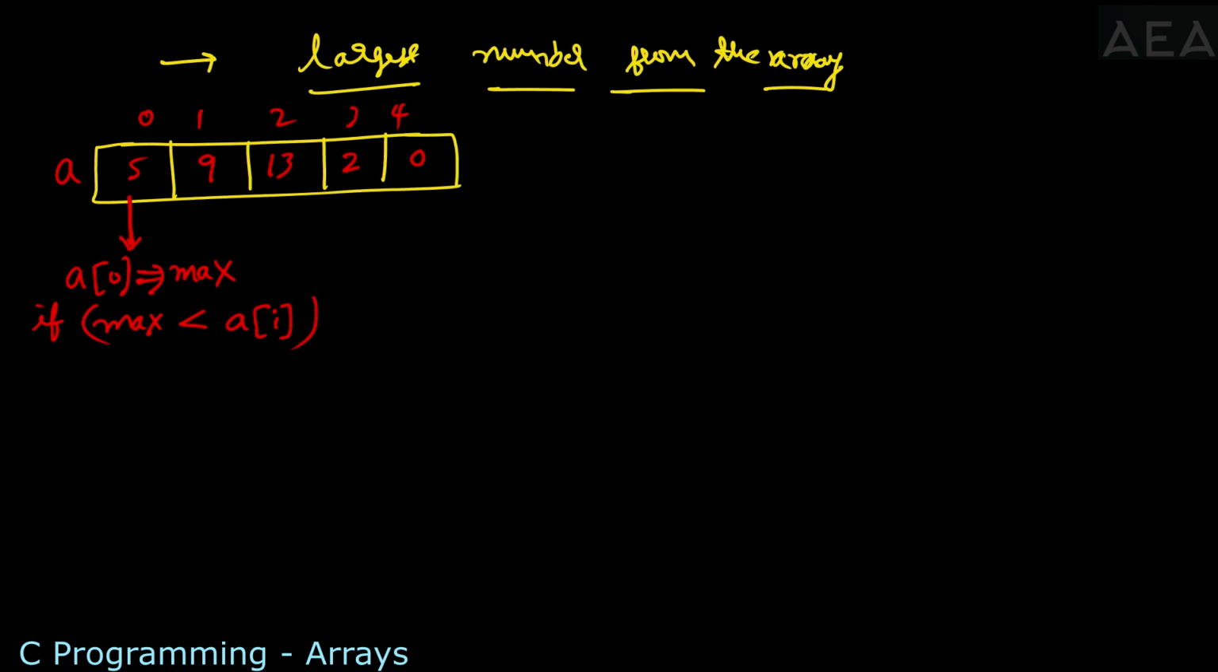See, first of all, it compares these values. 5 is less than 9. Is it true or false? It's true. If it is true, then we have to interchange the values, swap the values. Why? Because 9 is a greater number compared to 5. We have to identify the max number. So that's why we have to perform which operation here? Swapping operation. That means interchange.